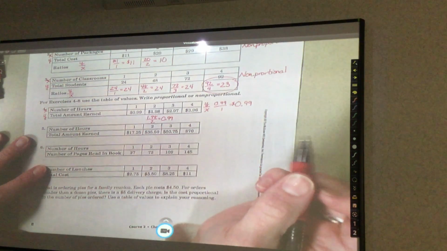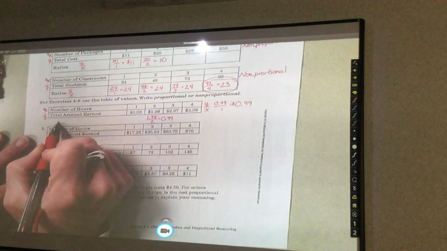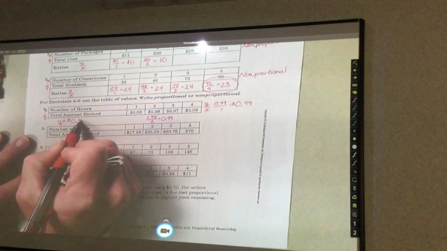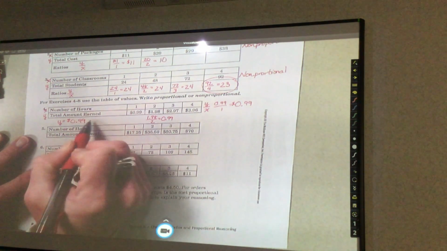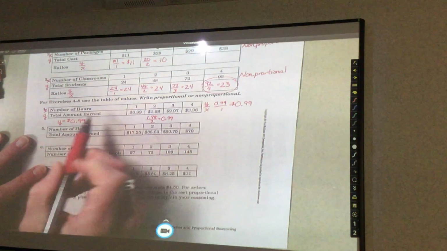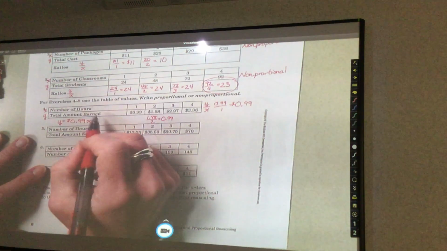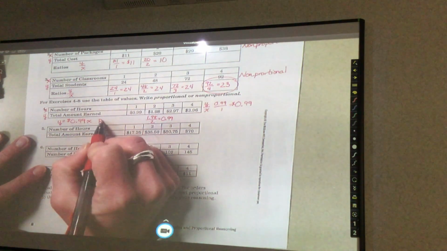So we do have a constant, okay? So we can write an equation. I'm gonna write my equation right under here. Y equals 99 cents times X. That means I'm earning 99 cents per hour. And we're gonna say it is proportional.